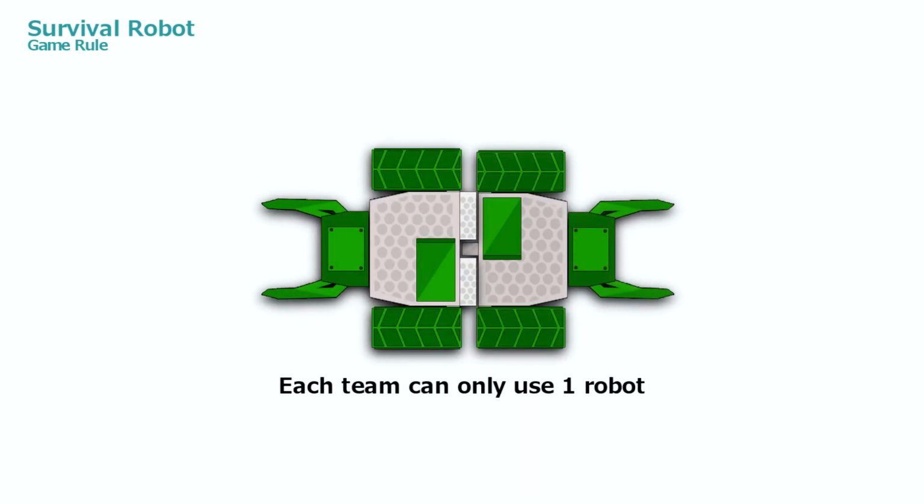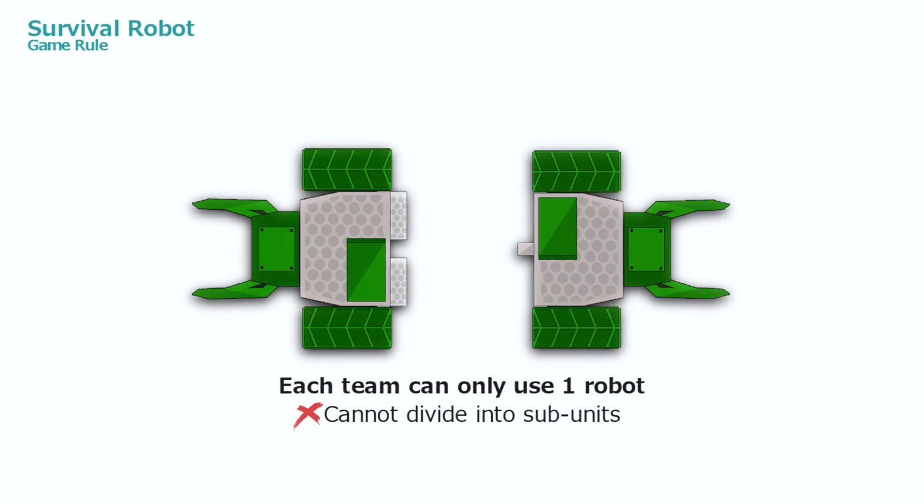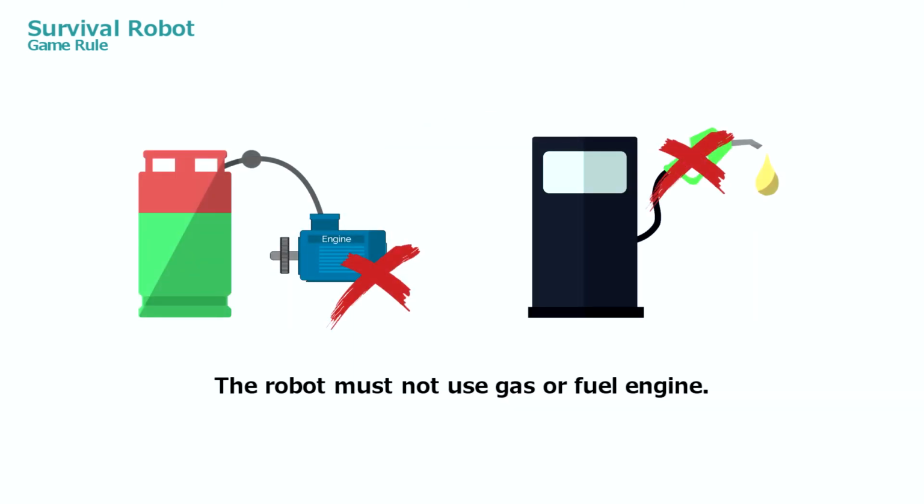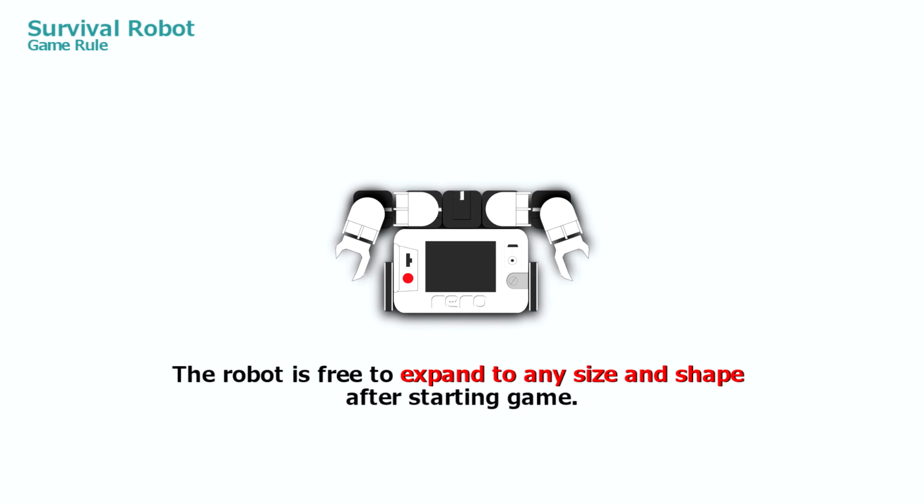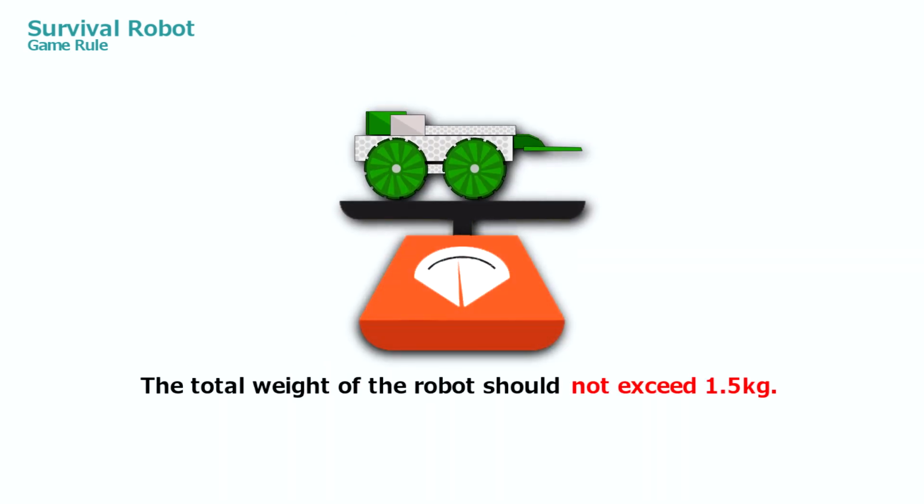Each team can only use one robot, and this robot cannot divide into subunits. You can use any method to drive the robot. The robot must not use gas or fuel engine. The robot's standby position must not exceed the size of 0.3 meter by 0.3 meter by 0.3 meter. When the game starts, the robot is free to expand to any size and shape. The total weight of the robot, excluding the remote control, should not exceed 1.5 kg.